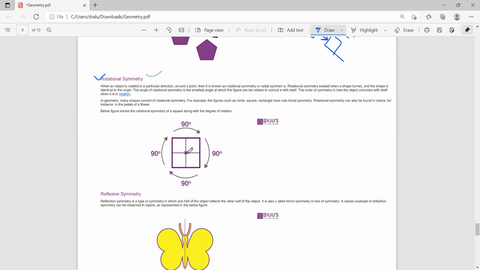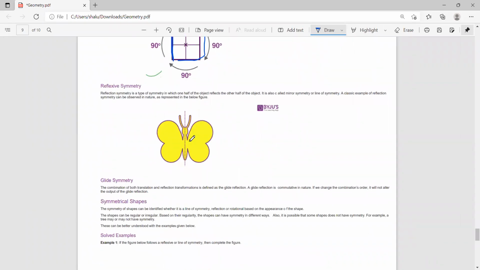Okay. Now come to the rotational. In rotational, if we rotate a figure by a certain angle, like in the case of a square, if we rotate it by 90 degrees, then we are going to get the same square again. If we rotate it again by 90 degrees, we get the same figure again. So this kind of symmetry due to rotation is called rotational symmetry.